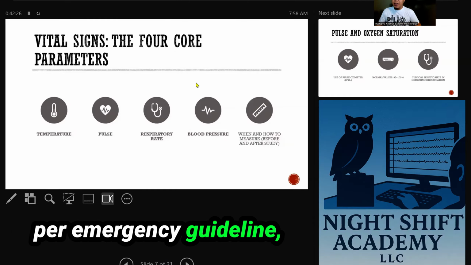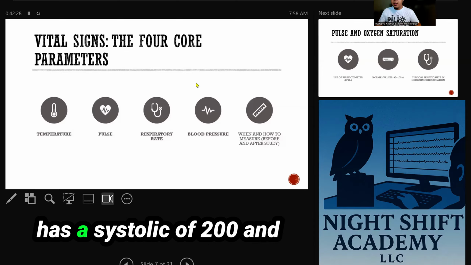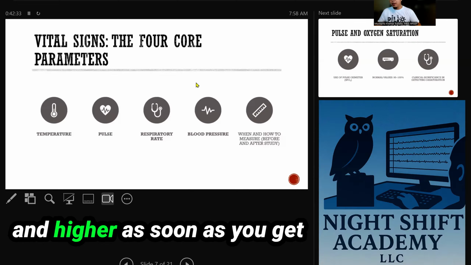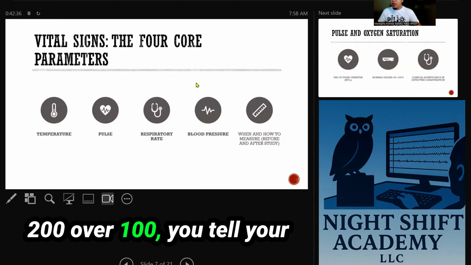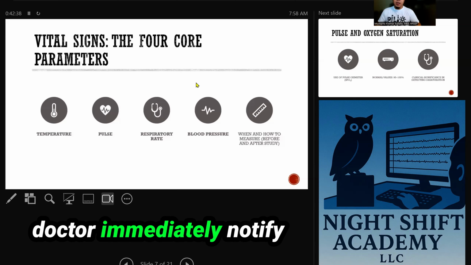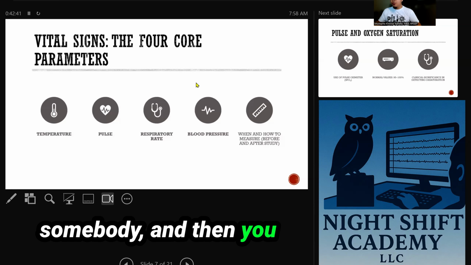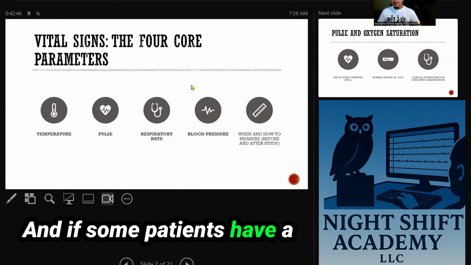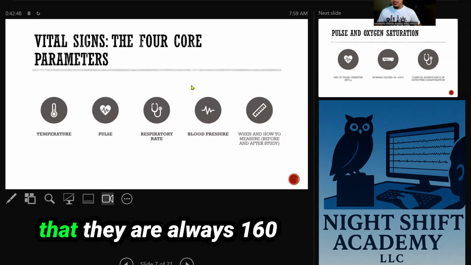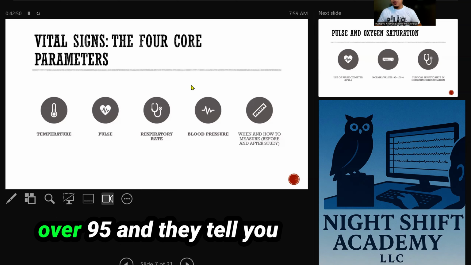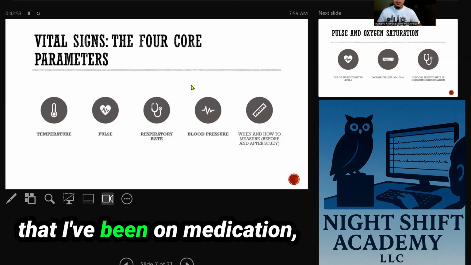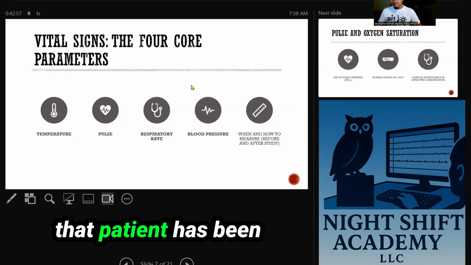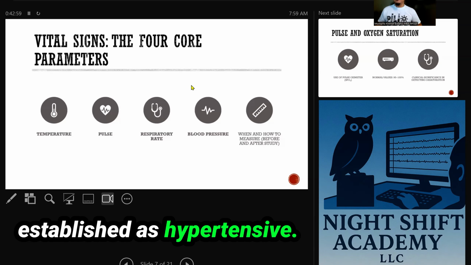Per emergency guideline, you monitor if the patient has a systolic of 200 and higher and diastolic of 100 and higher. As soon as you get 200 over 100, you tell your doctor, immediately notify somebody, and then you recheck that blood pressure. Okay, and if some patients have a normal high blood pressure, that they are always 160 over 95, and they tell you that I've been on medication, but it's always been like that for many years, then that patient has been established as hypertensive, okay?